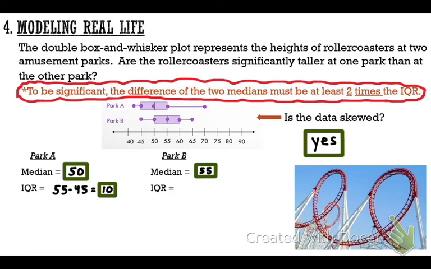Talila, how do I find that? You subtract 55, 60. Very good. Okay, what is 60 minus 50? 10. Very good.